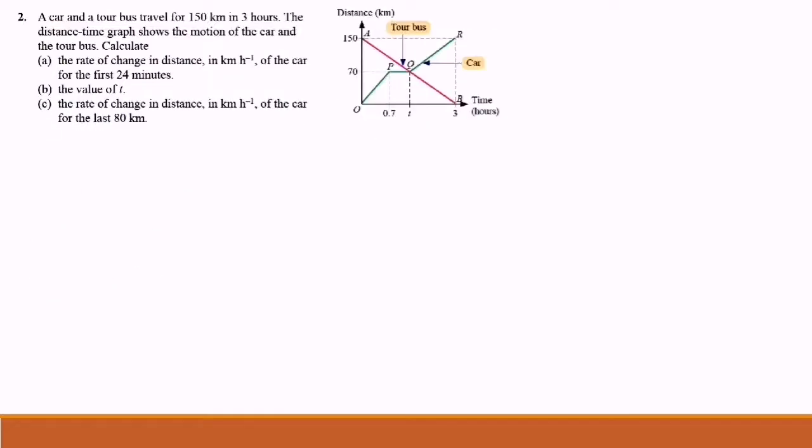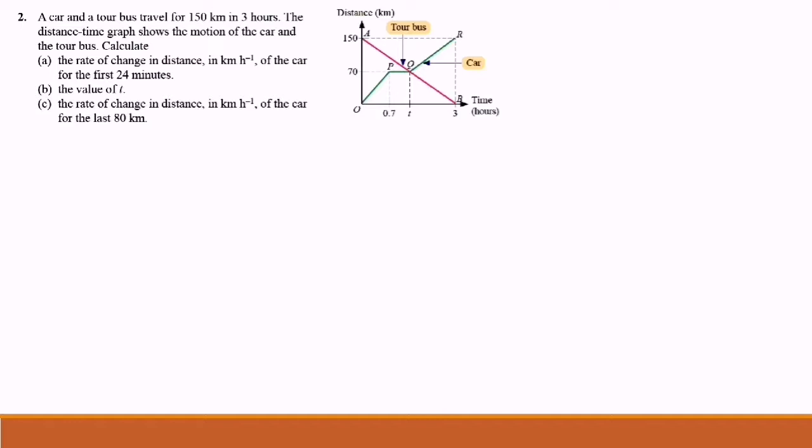Now we proceed to question number 2. A car and a tour bus travel for 150 km in 3 hours. The distance time graph shows the motion of the car and the tour bus. Calculate A. The rate of change in distance in kilometer per hour of the car for the first 24 minutes.